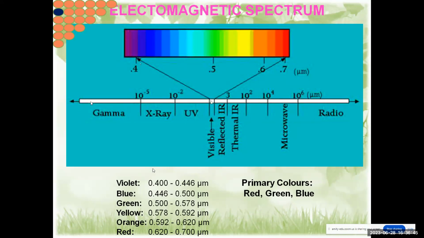There are a number of rays, but among these only the visible range, 0.4 to 0.7, can be seen, because our eye is sensitive only to the range between 0.4 and 0.7. Beyond 0.4 to 0.7, whether ultraviolet, X-ray, gamma rays, microwave, radio wave, or thermal, we cannot see any ray. So these are the main EMR regions around the visible spectrum.